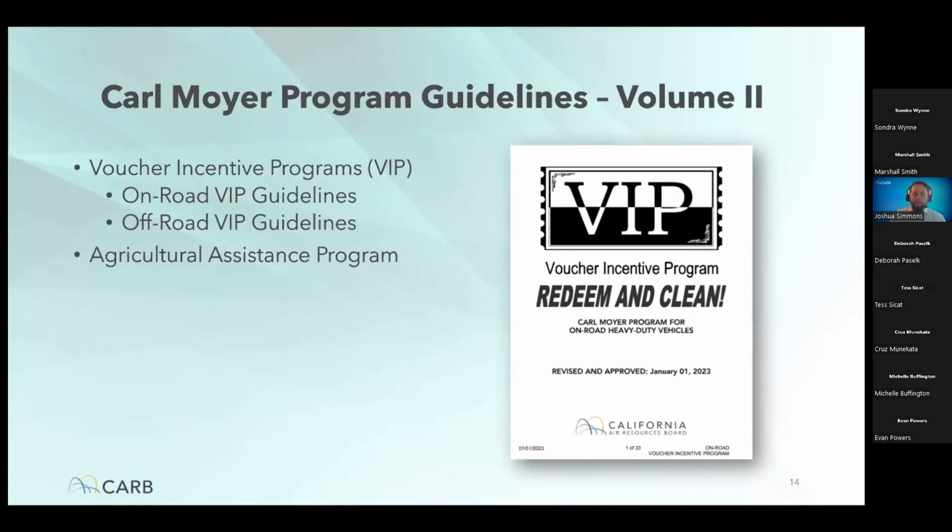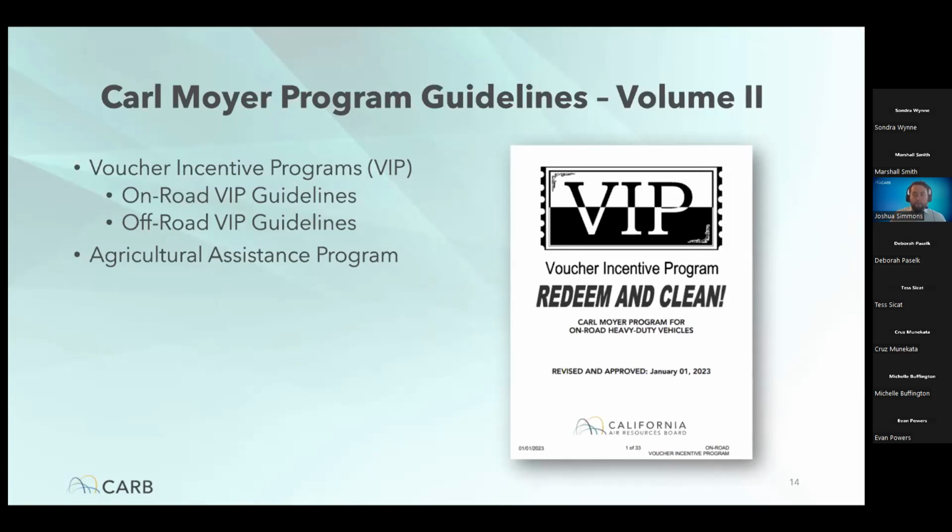The off-road voucher incentive program provides a streamlined approach to reduce emissions by replacing existing high-polluting equipment with newer, lower-emission equipment. The off-road VIP provides real emission benefits by retiring the high-polluting equipment earlier than would have been expected through normal attrition or by regulation.